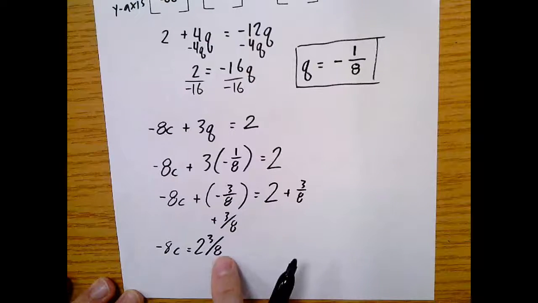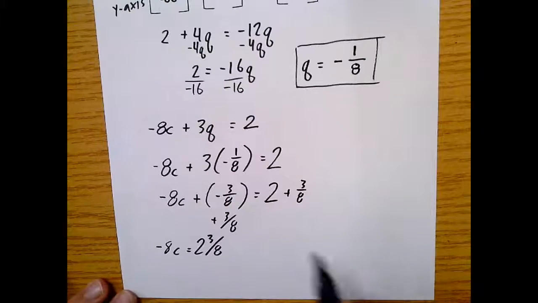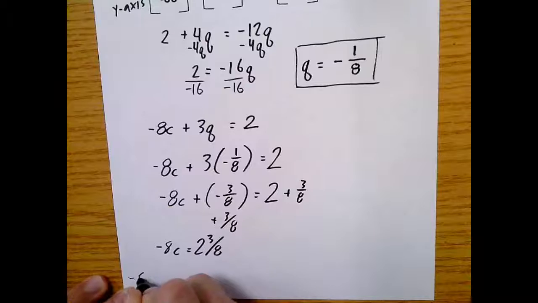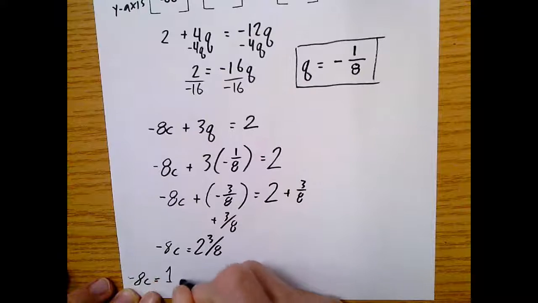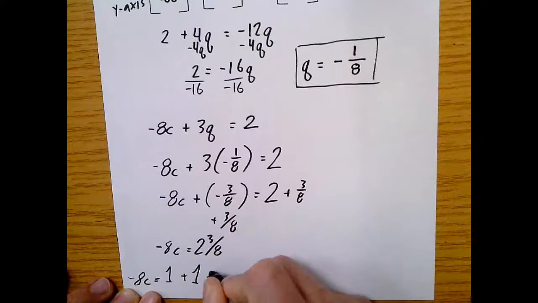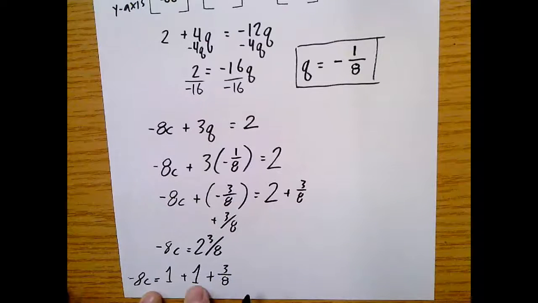So let's rethink this, and I'm going to draw a big diagram down here, but stay with me. It'll be beneficial, trust me. What we have here is negative 8c is 2 and 3/8. And 2 and 3/8, you could think of it as the same as saying 1 plus 1 plus 3/8. That should make sense. 1 plus 1 is 2, plus 3/8, 2 and 3/8. We can very easily move 1s into 8s because 1 is the same as 8/8, because 8 divided by 8 is 1.